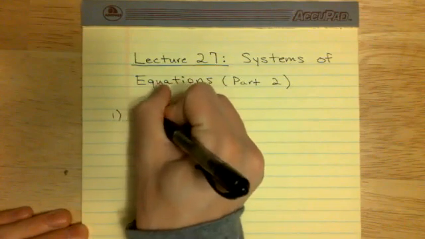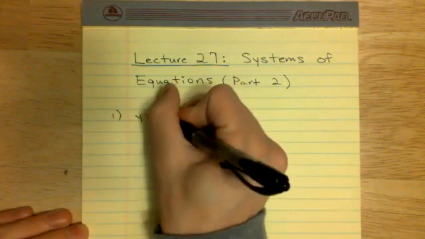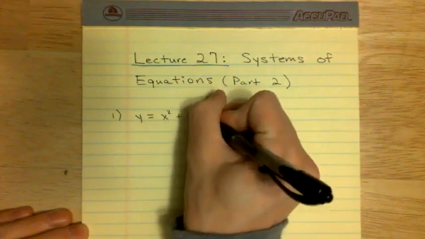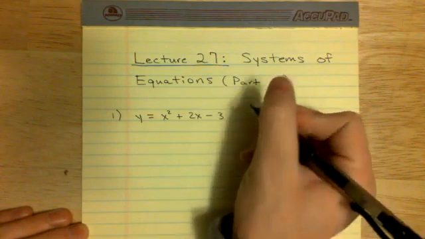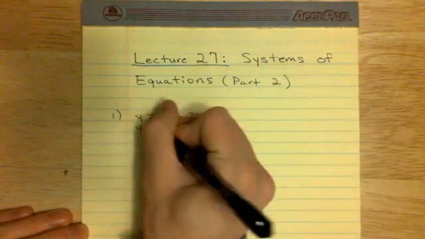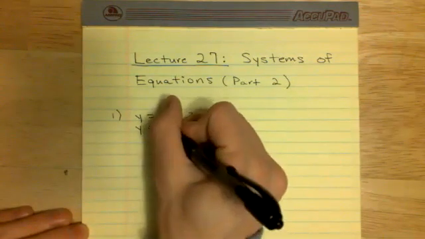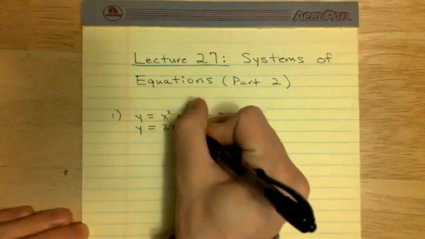All right, so the first one says y equals x squared plus 2x minus 3. And the second equation says y equals 2x plus 1.